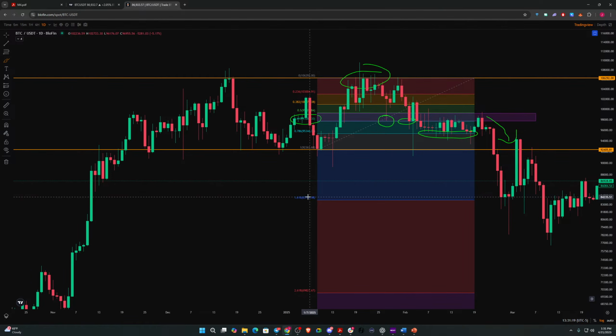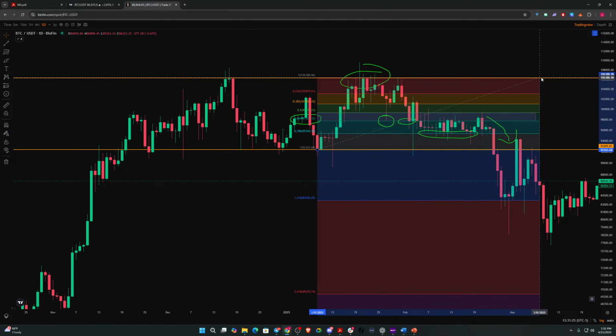And now look what happened here. The 1618, which is another extension. Okay, if we extend this out even more, look what happened at the 1618. We bounced perfectly. Okay, so you can't make this up. I mean, these levels are respected.